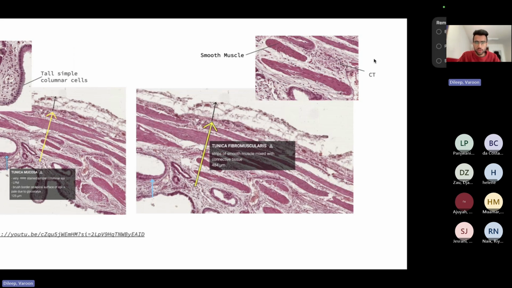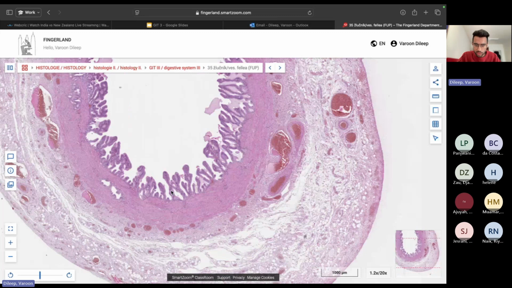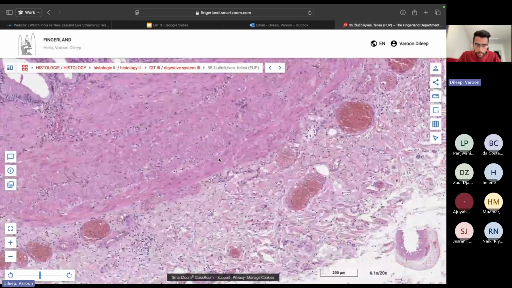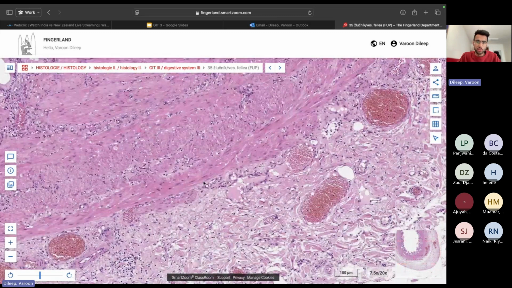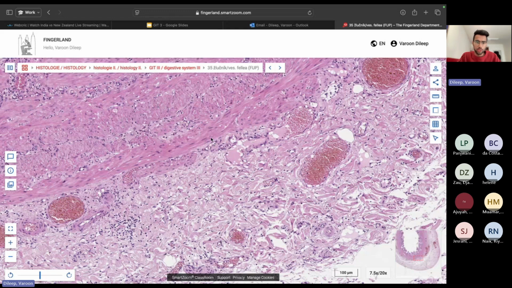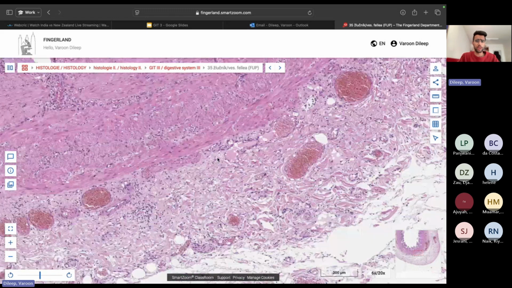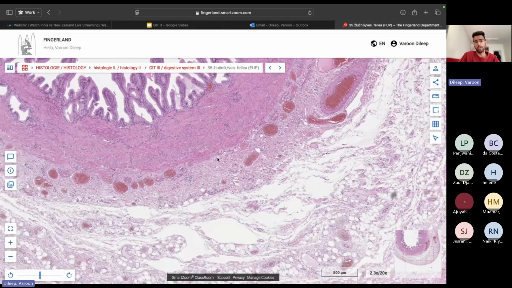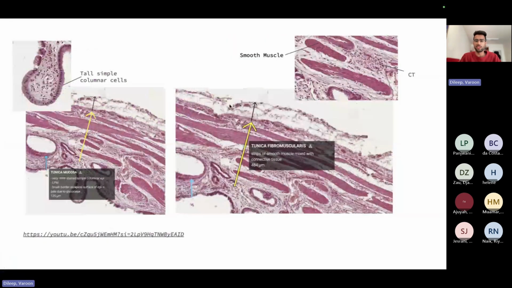I can show you this on the other slide as well. Here you can see this is smooth muscle, as you can see the elongated nuclei, and then here you can see the loose connective tissue. This is a very important layer in diagnosing the gallbladder. As soon as you see this, it's not present in anything else except the gallbladder.